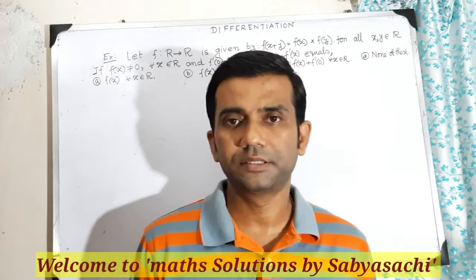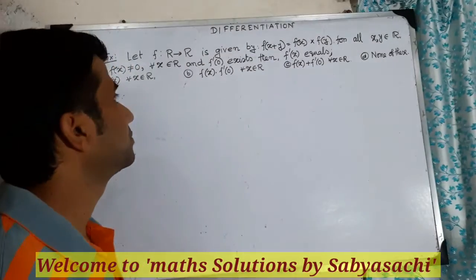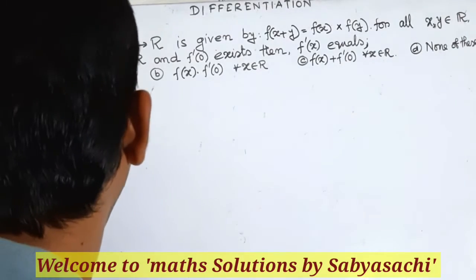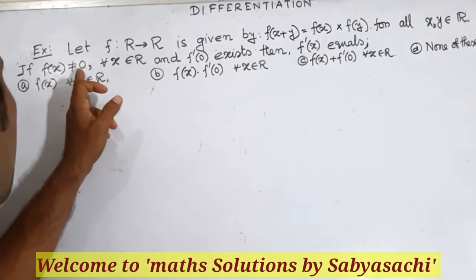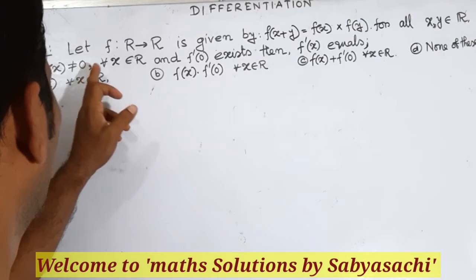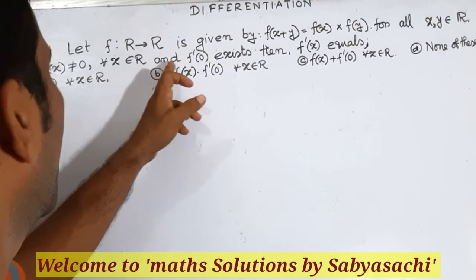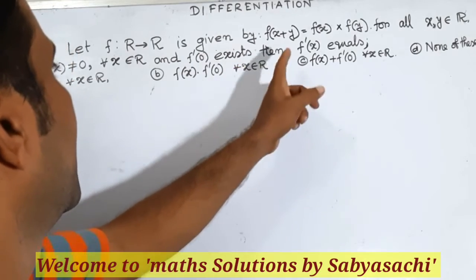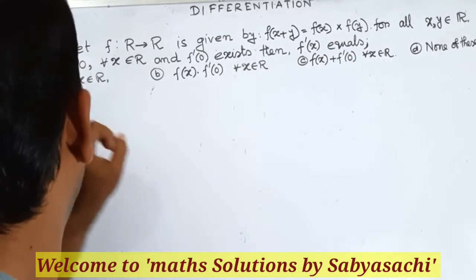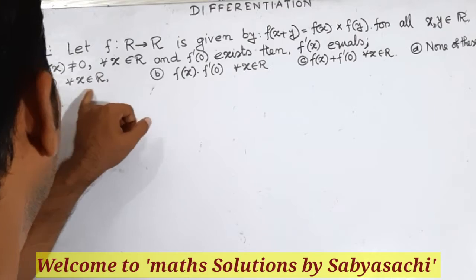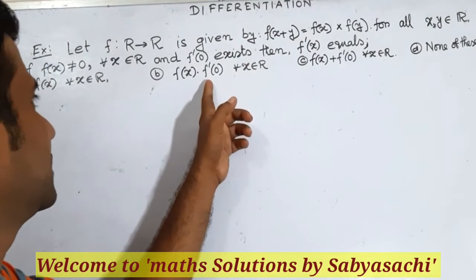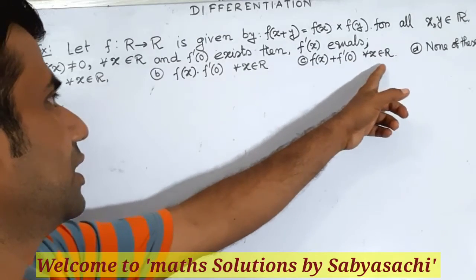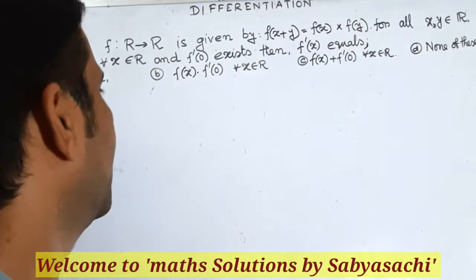Here the function f(x) is given that f(x+y) is equal to f(x) into f(y) for all x, y belongs to R, and if f(x) not equal to 0 for all x belongs to R and f'(0) exists, then f'(x) equals to: a) f(x) for all x belongs to R, b) f(x) into f'(0) for all x belongs to R, c) f(x) plus f'(x) for all x belongs to R, and d) none of these.